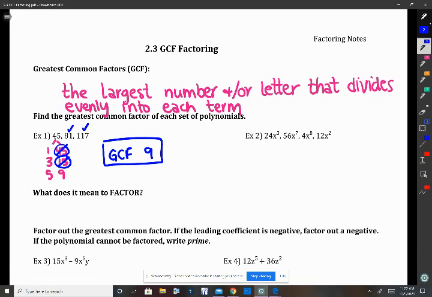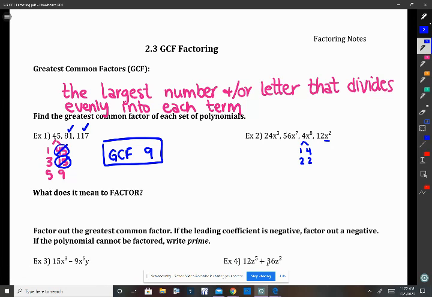When I look at example 2, I want to look for my numbers and my letters. So when I look at my numbers, I look at 24, 56, 4, and 12. So 4 is my smallest number, and so I look at the factors. I've got 1 and 4, or 2 and 2. And then I also look at my letters. And so my smallest letter is x to the second.